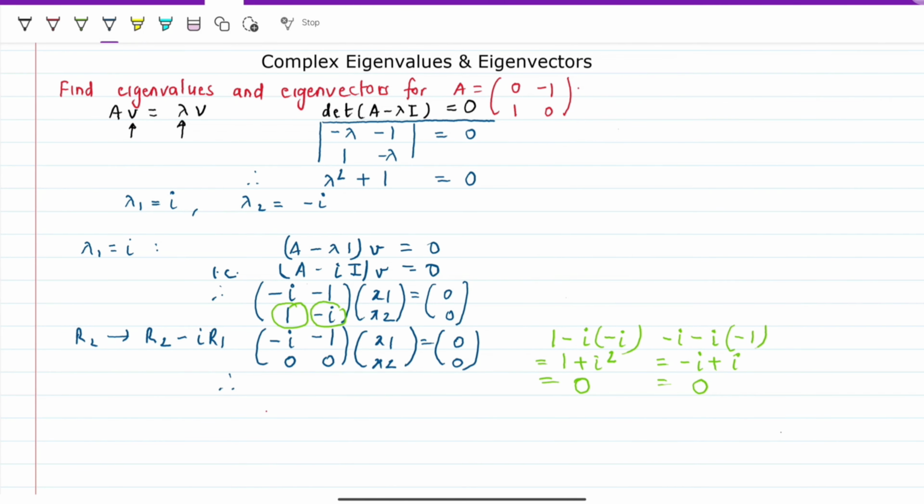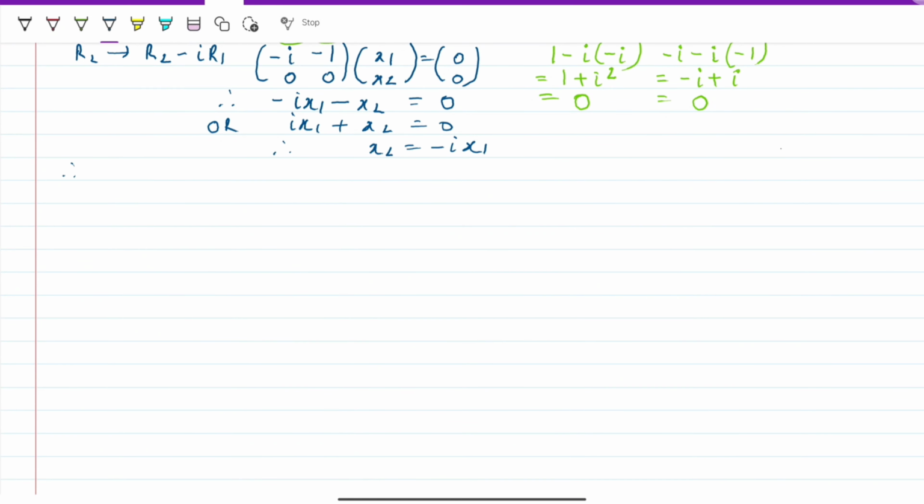So therefore we get minus i times x1 minus x2 is equal to 0, or i times x1 plus x2 is equal to 0, and therefore we get x2 is equal to minus i times x1. So therefore the eigenvector v1 is equal to x1 comma minus i times x1, where x1 is a real number. If we put x1 as 1, we get v1 is equal to 1 comma minus i. So this is the first eigenvector corresponding to lambda 1 equal to i.